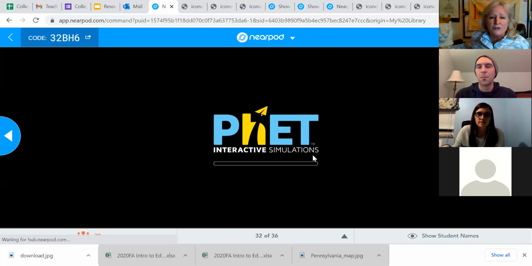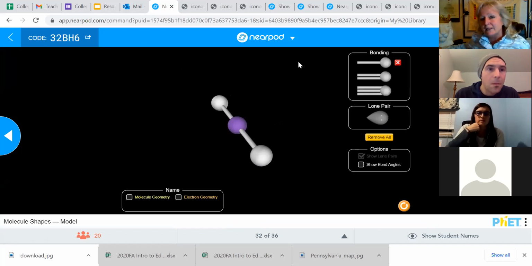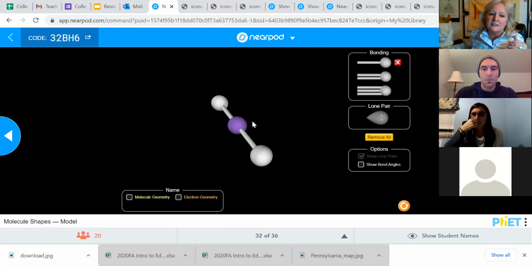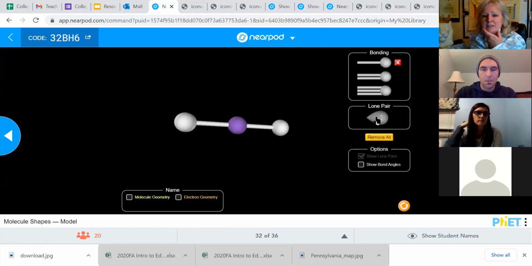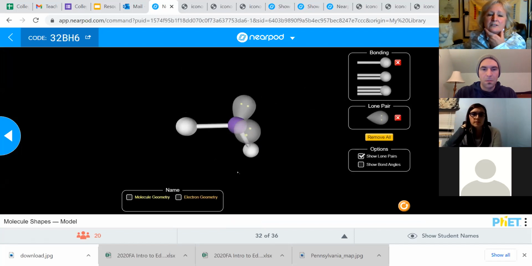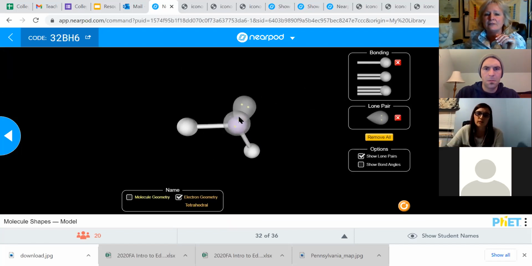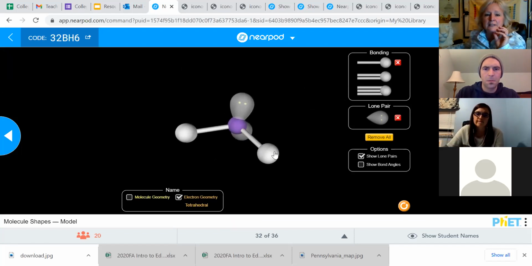I also wanted to show you very quickly the PhET simulations are built right into Nearpod. So I chose the molecular shape and polarity because I know Sam's going to talk about VSEPR. I just love using this for molecular shapes and polarity. Students can add a lone pair to it. You can see the molecular geometry. And again, right in Nearpod, you can select all of these different PhET simulations.